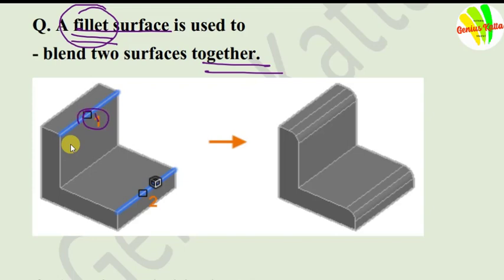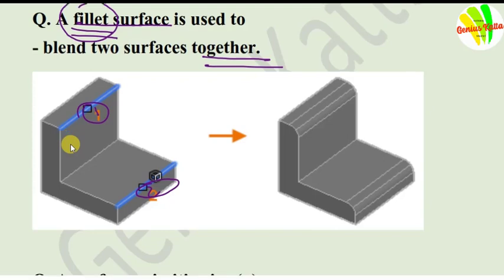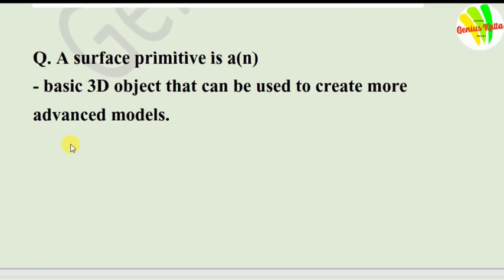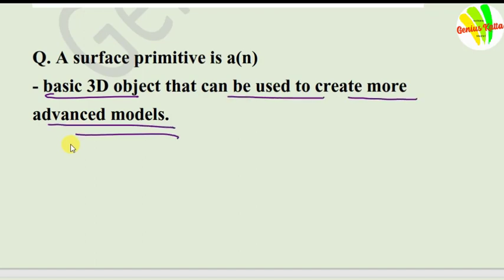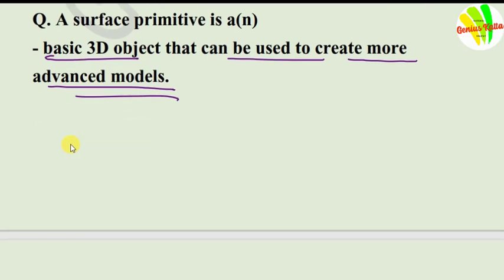This is the one and this is the second. When we use fillet, the diagram totally blends. This is called a fillet surface. Next question: a surface primitive is a basic 3D object that can be used to create more advanced models.